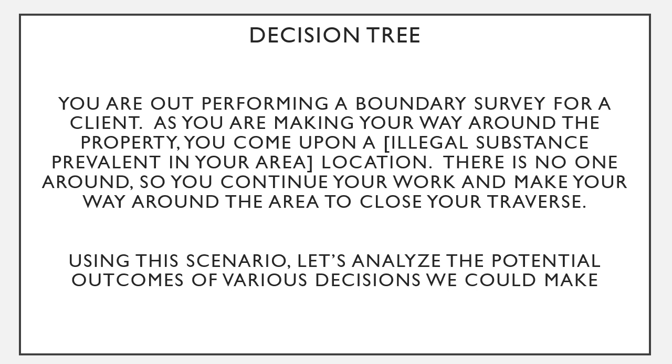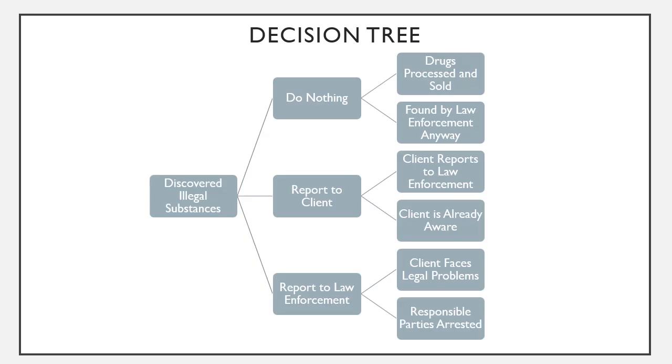I'm sure that many of us have run into these situations in our areas of practice. So using this scenario, let's analyze the potential outcomes of various decisions we could make by use of a decision tree. This is not meant to be an exhaustive decision tree, as there are still potential outcomes that can flow from each subsequent layer. However, it gives us an idea of how to apply the decision tree process.